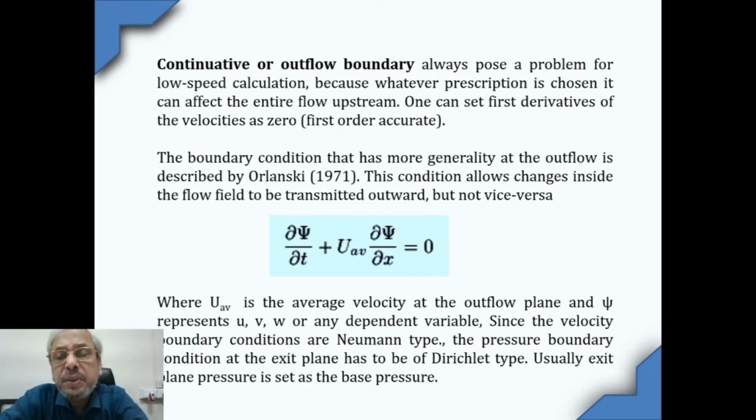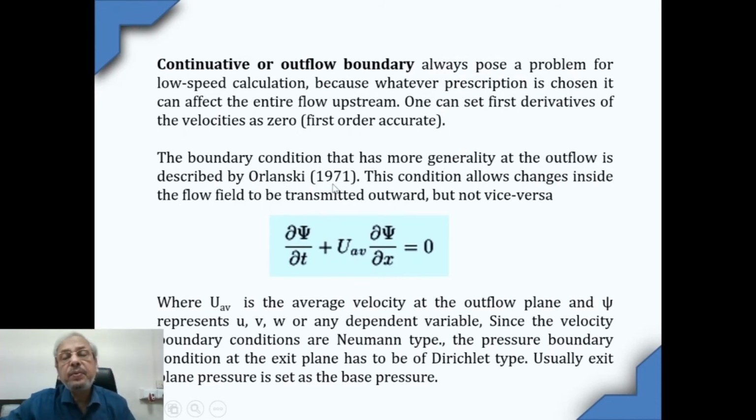The outflow boundary should be a free boundary. Physically, the flow should have a smooth transition, a smooth exit from the flow domain. So the boundary condition that has more generality at the outflow plane is described by Orlanski.